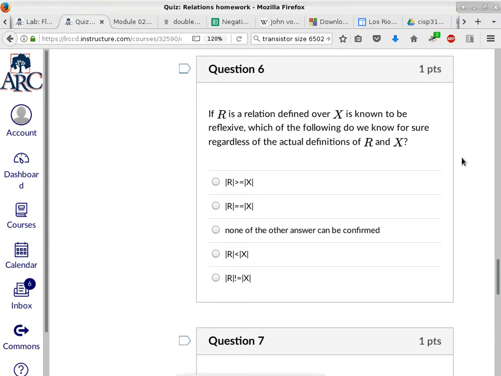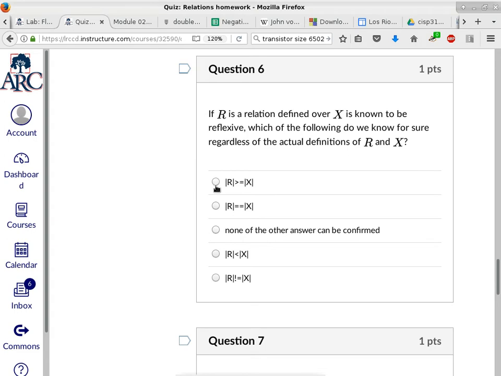If R is a relation defined over X, if it is known to be reflexive, which of the following do we know for sure, regardless of how we define R and what X is? There's only one correct answer. So we are looking at the cardinality of the two sets. The cardinality of R is greater than or equal to the cardinality of X, equal to, less than, not equal to, or none of the above. Greater than or equal to.